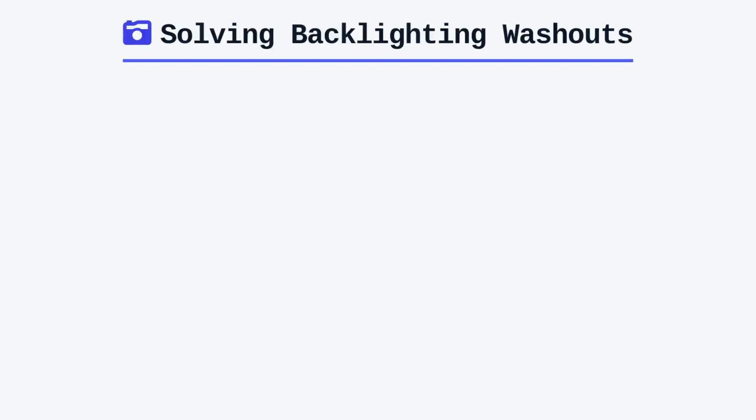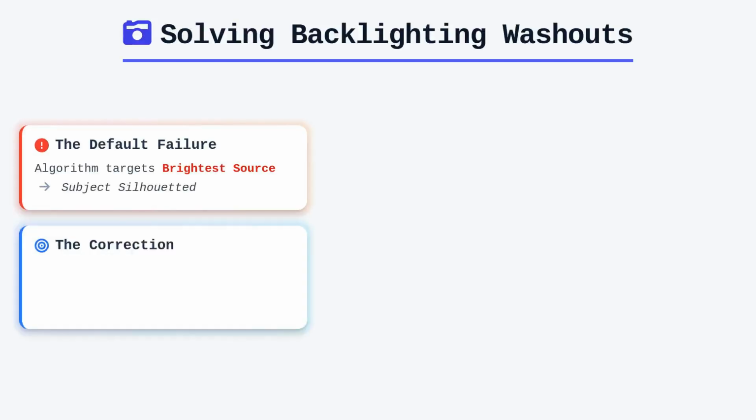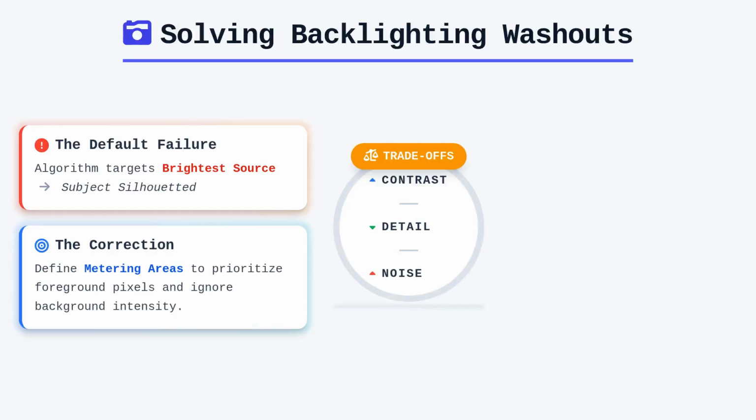Addressing severe backlighting washouts requires a disciplined look at the exposure zones and dynamic range parameters. If a scene contains a bright window behind a subject, the default exposure algorithm often defaults to the brighter light source, rendering the subject as a silhouette. By defining specific metering areas, you can force the camera to ignore the intensity of the window and accurately expose the foreground pixels. Remember that every adjustment within the photometric pipeline represents a trade-off between contrast, detail, and noise levels.